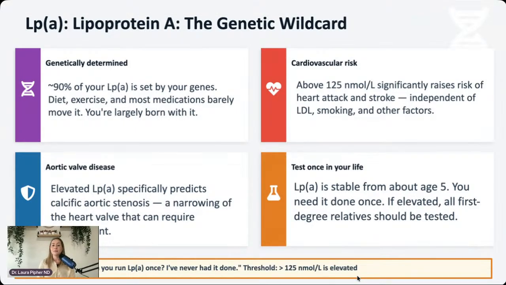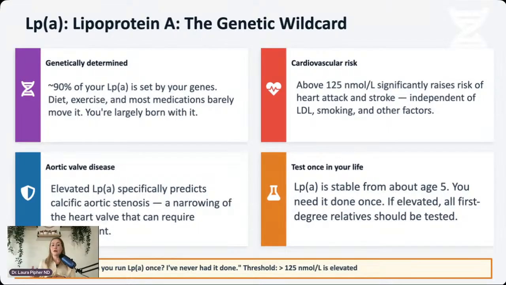We know that about 90% of your lipoprotein A is actually set by your genes. Diet, exercise, and most medications barely move it. Above 125 significantly raises your risk for heart attack and stroke. This is independent of LDL, smoking, and other factors. This is where the genetic piece really plays into the picture.